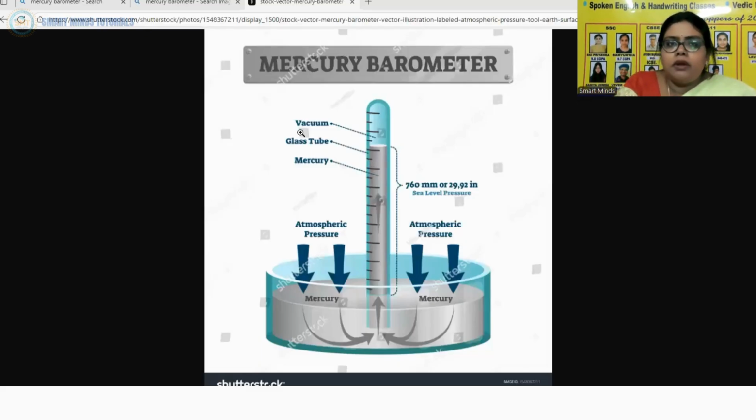Now the next topic is mercury barometer. Mercury barometer is used to measure atmospheric pressure. As you can see in the figure, this is a mercury barometer. You can see vacuum, glass tube, mercury. Atmospheric pressure acts downwards on the mercury. It consists of a 1 meter long glass tube with one side closed, filled with mercury and inverted into a trough containing mercury. The height of the mercury column above mean level gives atmospheric pressure.